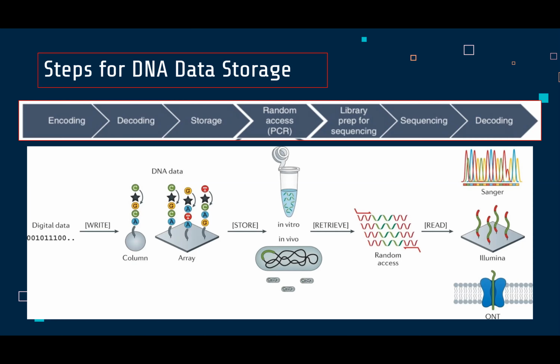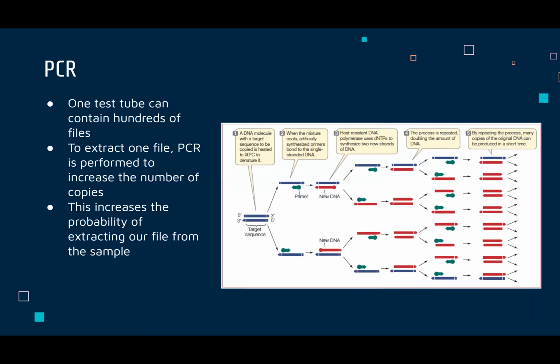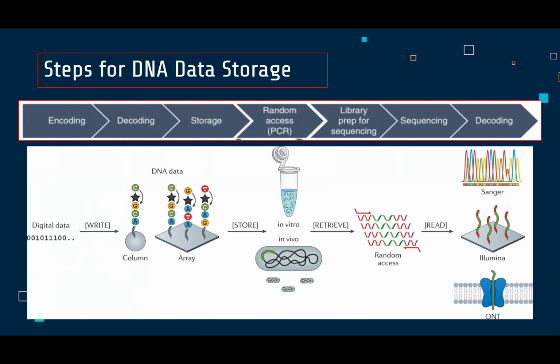When we need to access the data stored in the DNA, we can use random access. Random access allows us to retrieve a single DNA file from the sample, and this will be explained more in the next slide. The extracted strands will then be placed in a sequencing machine and decoded back into bytes.